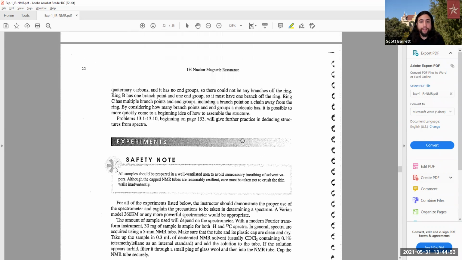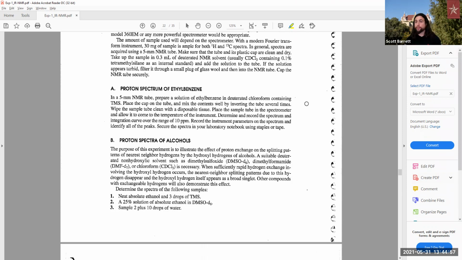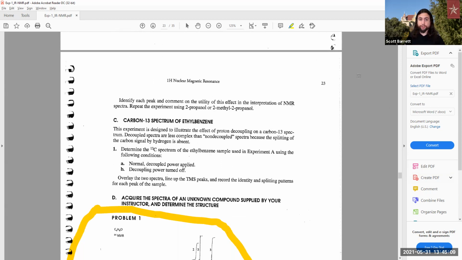And finally, this part here is going to be your procedure on how you're going to prepare spectra. It's going to be very short. Make sure to add in all the glassware and all of the required materials to perform your proton spectra.